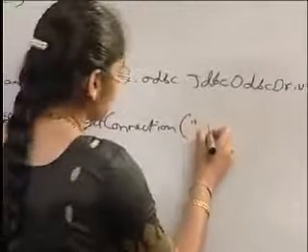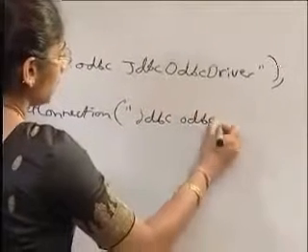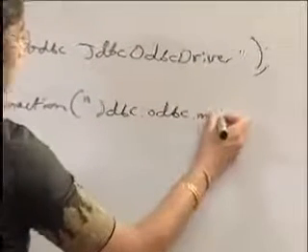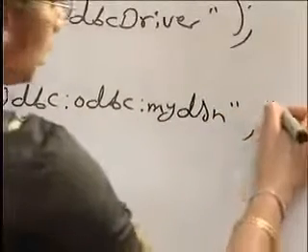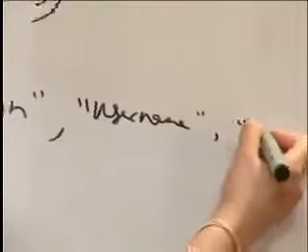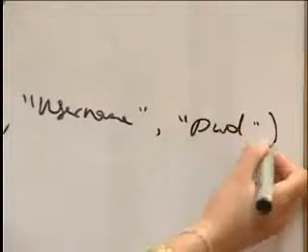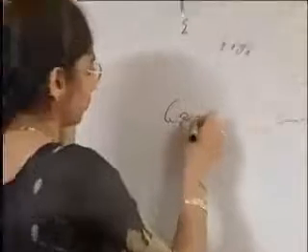So the main protocol is jdbc. The sub-protocol is odbc, followed by the DSN name, let's call it myDSN, then the username and password. This returns a connection object.